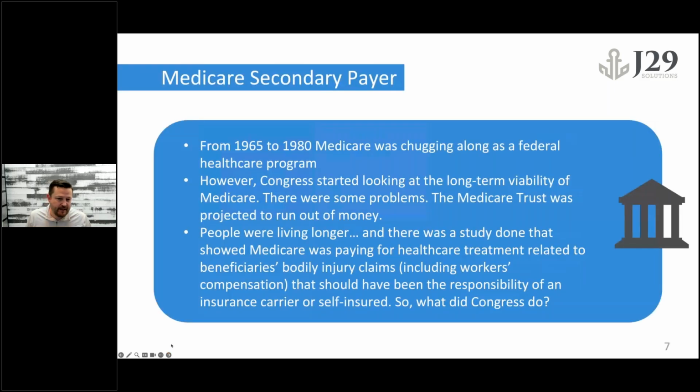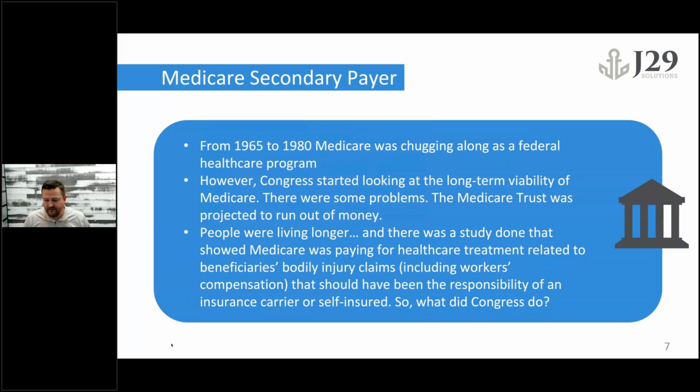So the Medicare program was doing just fine from way back in 1965 to 1980, and it was moving along, but Congress started looking at the fact that Medicare was paying out more than it was taking in relative to revenues, and that was a problem. So what was the reason for that? Well, people were living a lot longer.